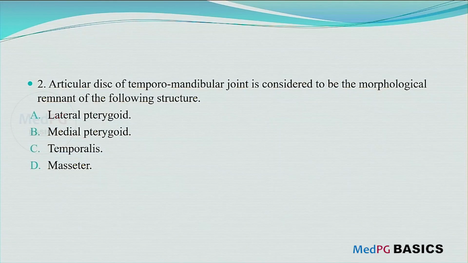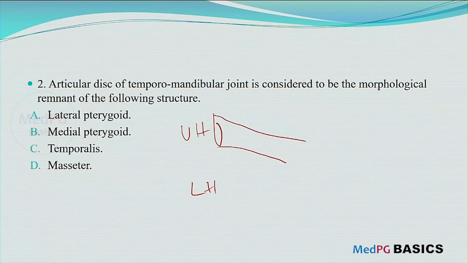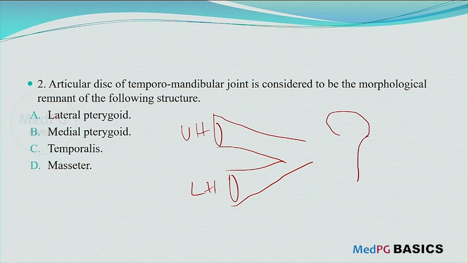Going on to the next question, the articular disc of the temporomandibular joint is considered to be the morphological remnant of the following structure. I have already mentioned the lateral pterygoid muscle is said to be made up of two heads, the upper head and the lower head, which is going to get inserted to the depression on the anterior aspect of the neck of the mandible, where you would find the pterygoid fovea.